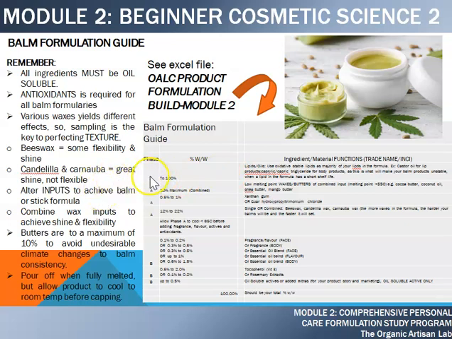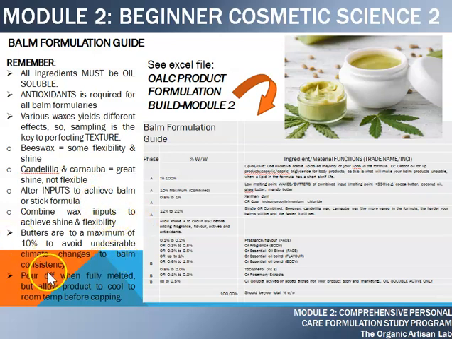Okay, alter inputs to achieve a balm or stick formula. When I talk about inputs, I'm talking about your percentage weight for weight input. That means you need to do a lot of sampling for you to be able to create a perfect formula, which is actually very easy now because I'm giving you a guide on how to create your own skincare line. Then combine wax inputs to achieve shine and flexibility.